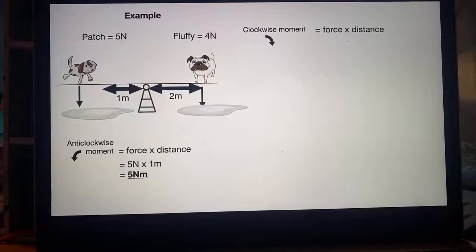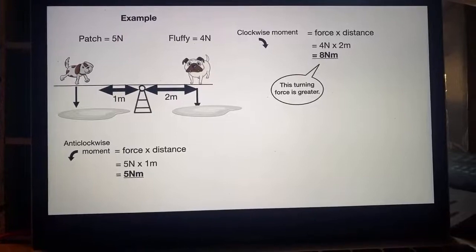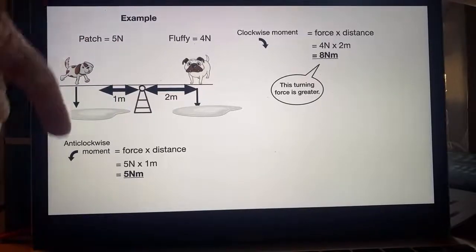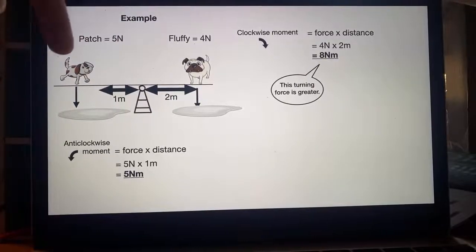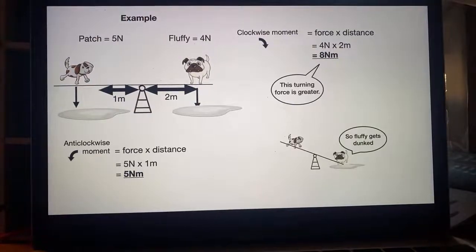And the clockwise moment, how much the seesaw wants to turn in the clockwise direction, is Fluffy's weight pushing down, that's the force, times the perpendicular distance from the pivot, which is 2 metres, which is 8 Newton meters. So this is a clockwise moment of 8 Newton meters, and an anti-clockwise moment of 5 Newton meters. So it's going to be Fluffy that gets dunked.